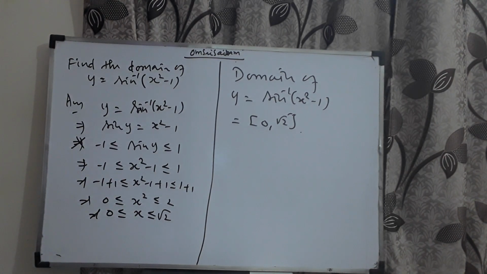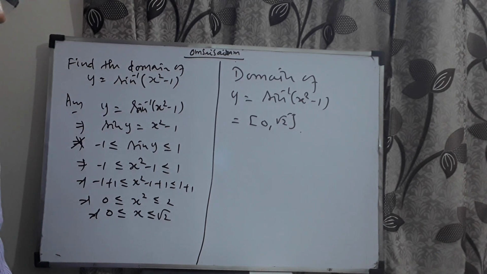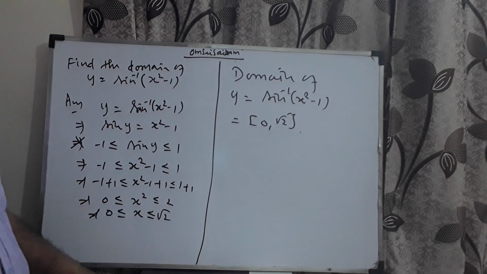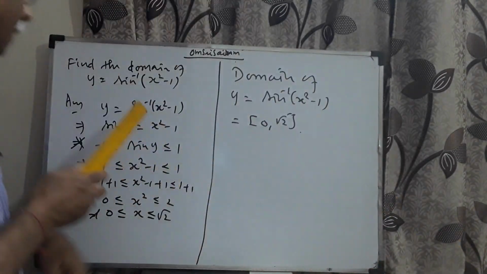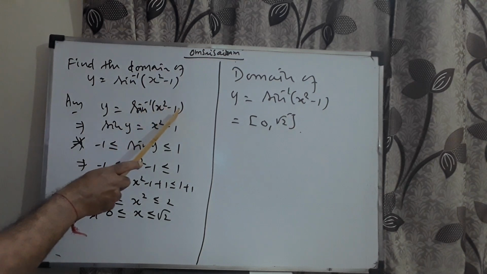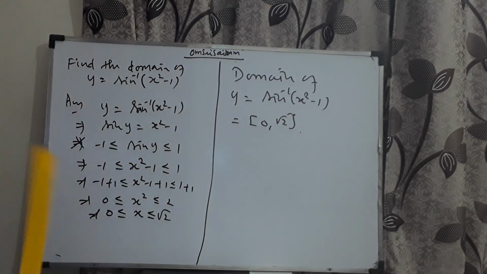Therefore, automatically the domain here is the closed interval 0 comma root 2. I repeat the whole process. See here, y is equal to sine inverse of x square minus 1. Taking sine inverse to the other side, it becomes sine y is equal to x square minus 1.